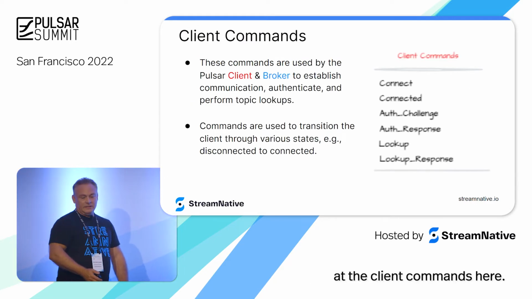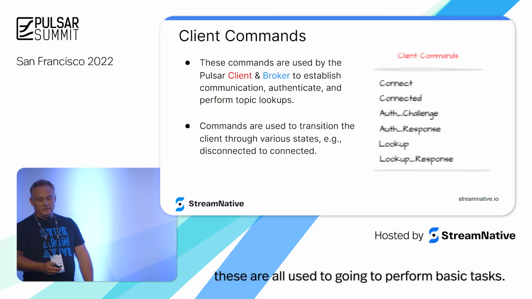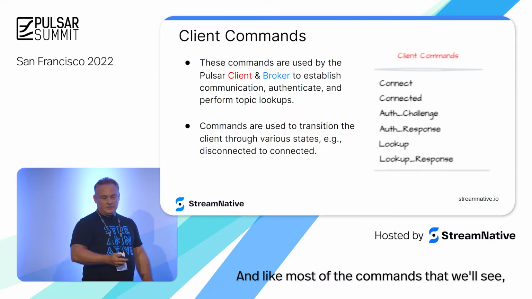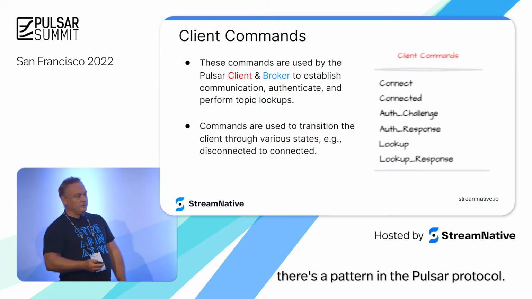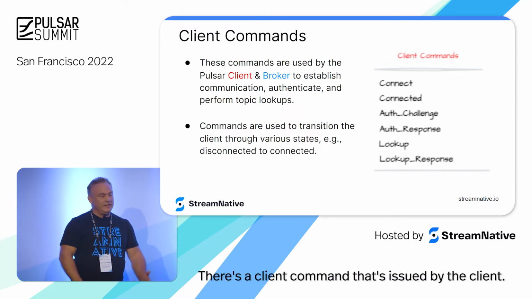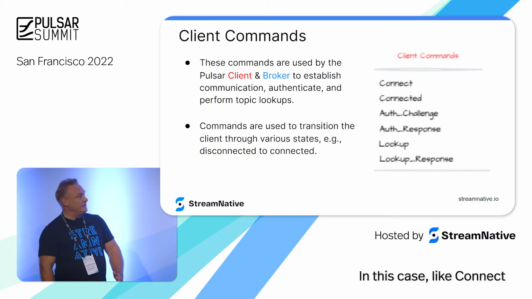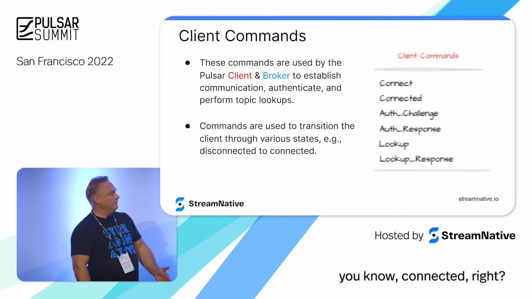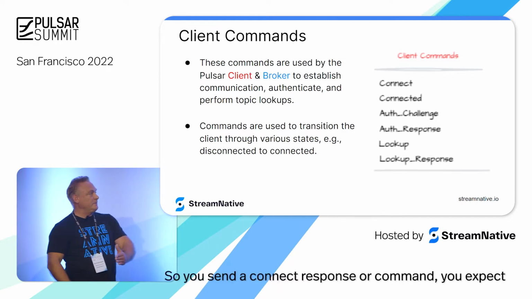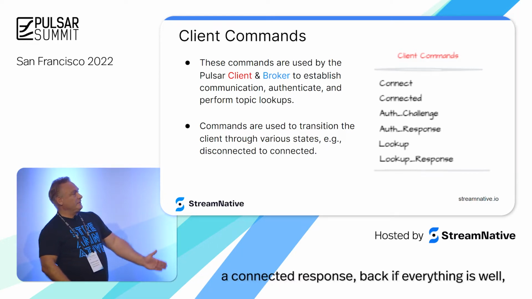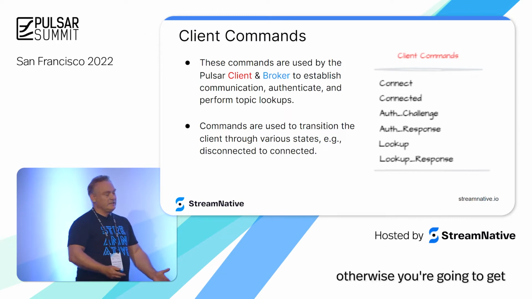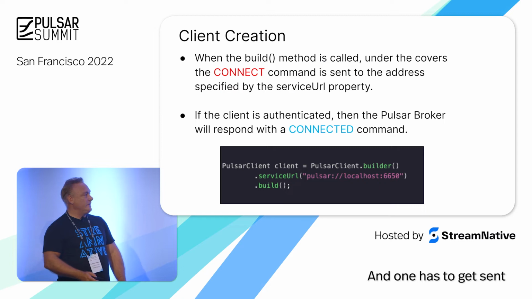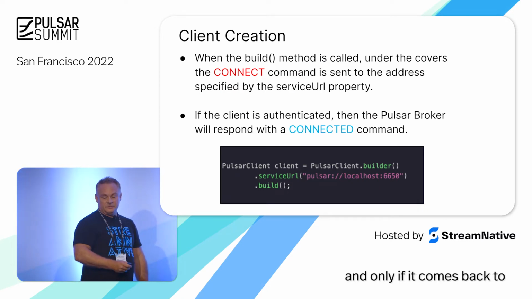So let's look a little bit at the client commands here. These are all used to perform basic tasks. They're not specific to any producer or consumer. And like most of the commands that we'll see, there's a pattern in the Pulsar protocol. There are generally pairs, right? There's a command that's issued by the client, in this case connect, and then a broker-based counterpart, connected. So you send a connect command, and you expect a connected response back if everything's well. Otherwise, you're going to get some sort of error message. So these are in pairs, and we'll talk about how these handoffs occur, right? One has to get sent, and only after the response comes back do we know that we're connected.